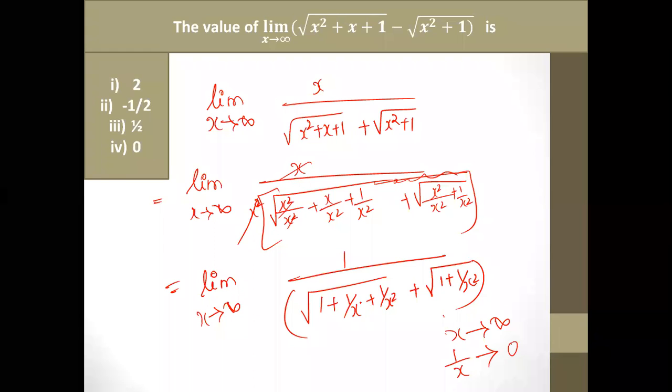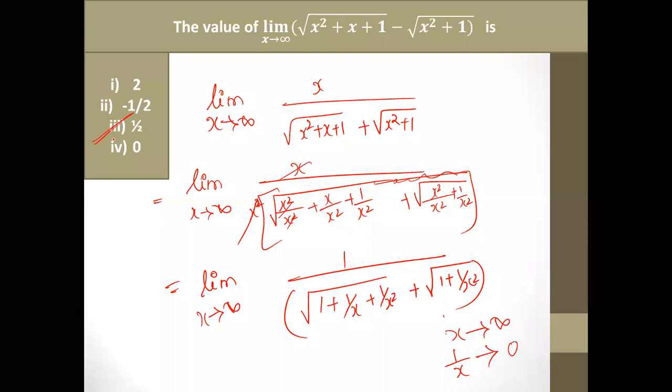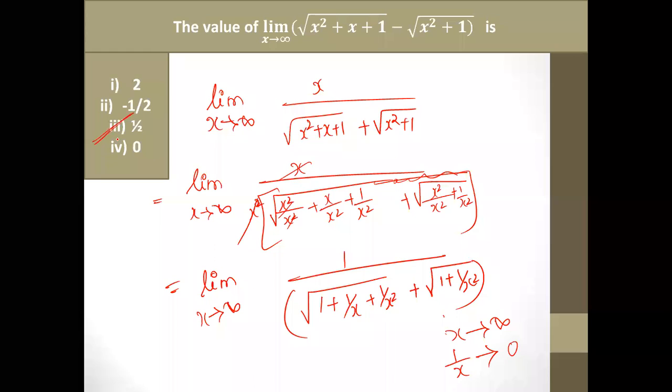Yes, good, Noor Fatima. Your answer is correct. It is option 3. Yes, 1 by 1 plus 1. What is 1 plus 1, Subramanya? It is 2, right? So you will get the answer as 1 by 2. Not the second option, it is the third option; the second option is minus half.